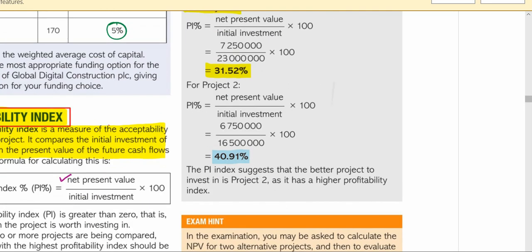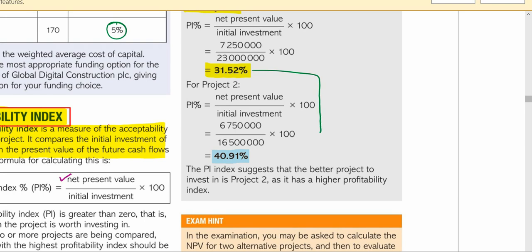So which profitability index is higher? Obviously, when we compare these, higher is better. So we will go with project 2, because project 2 has the higher profitability index.